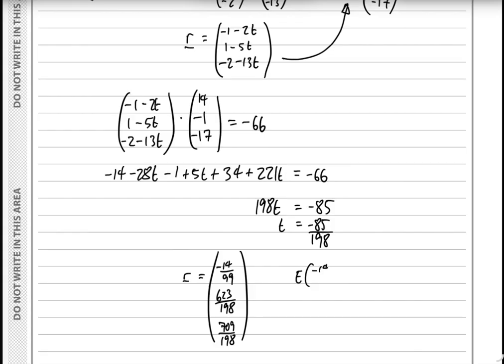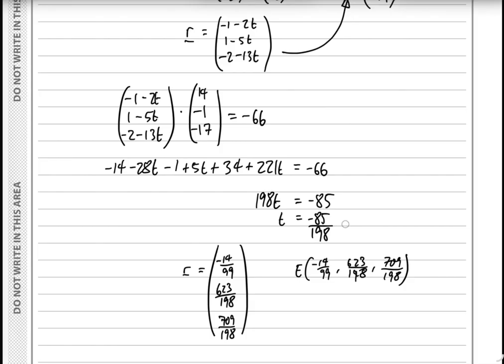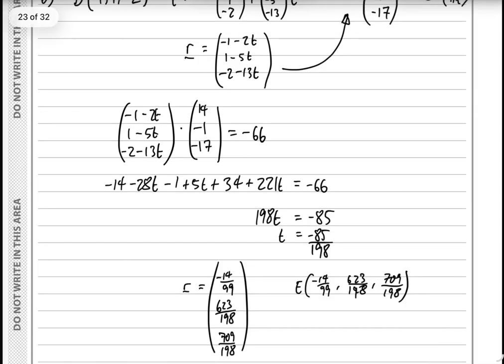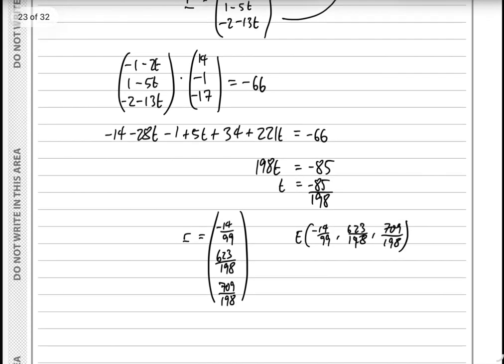So E is minus 14 over 99, 623 over 198, 709 over 198. And that just came from putting this t value back into this general point here and calculating what that would give. We also have at the top of the screen there d, minus 1, 1, minus 2.